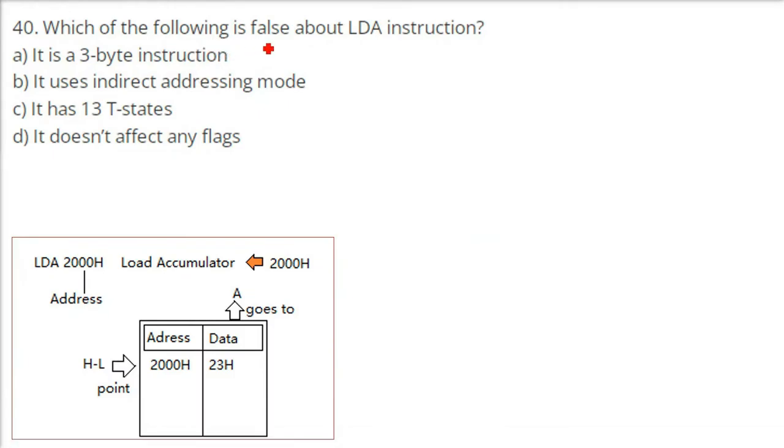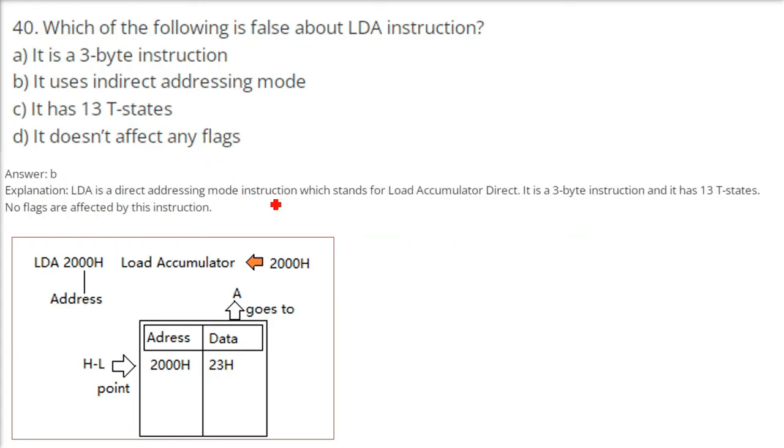Which of the following is false about the LDA instruction? LDA is load accumulator direct, so this is the full form. It is a direct addressing mode instruction. So the option saying it uses indirect addressing mode is going to be false, because LDA is direct addressing mode, since the address is directly given in the instruction. For LDA 2000H, 2000 is already given. It is direct addressing mode.